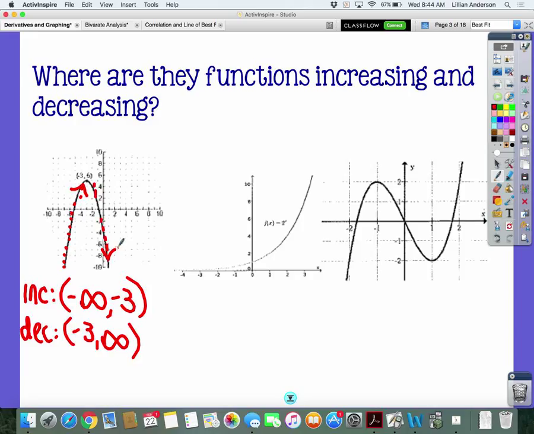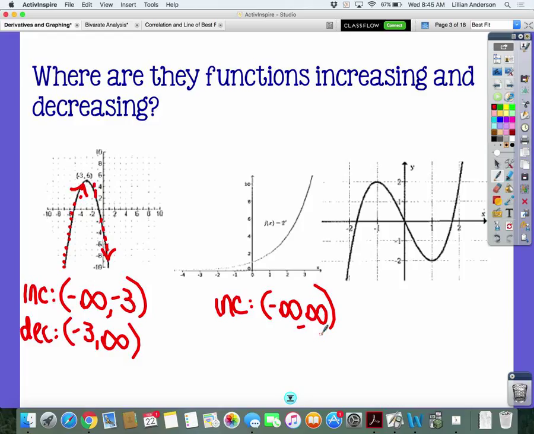Let's look at this next one. This is 2 to the x, an exponential function. Is this increasing or decreasing? From where to where? Negative infinity to positive infinity. Yes, okay. Exponential functions, especially your most basic ones, are exponential growth, so they're increasing, they're growing on the entire interval.